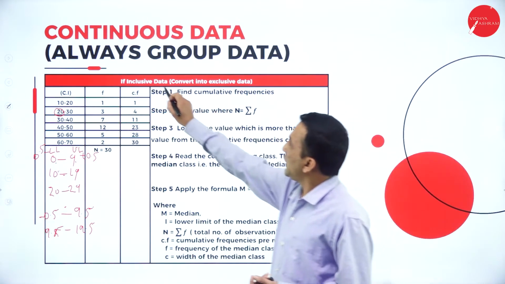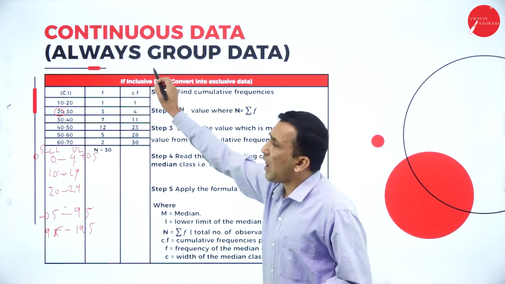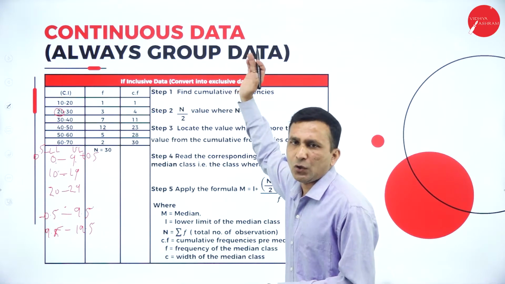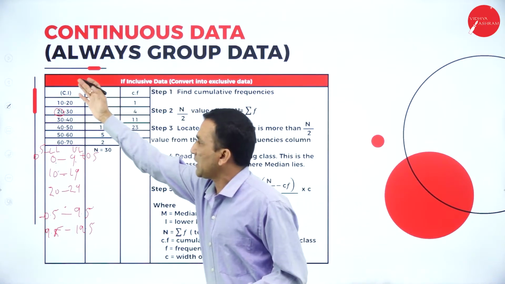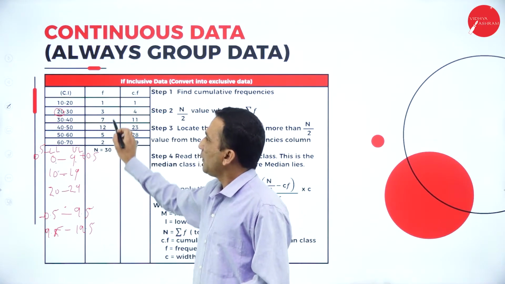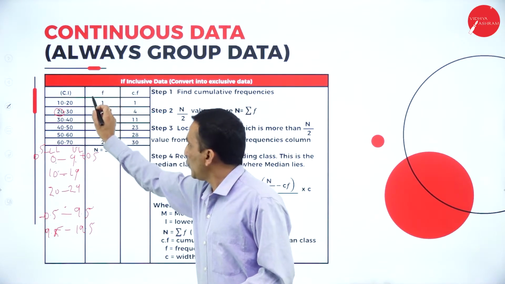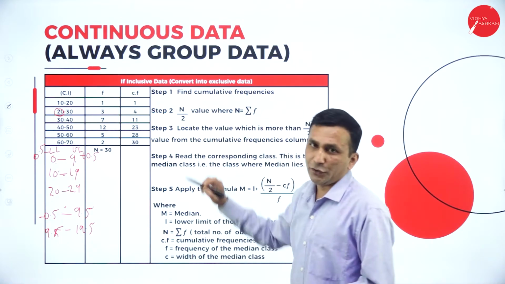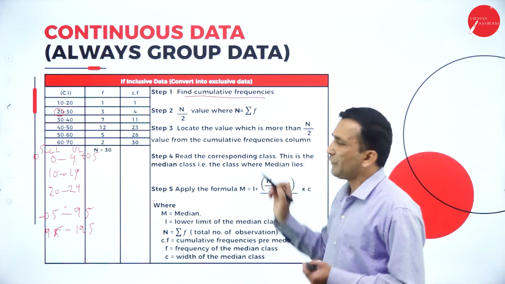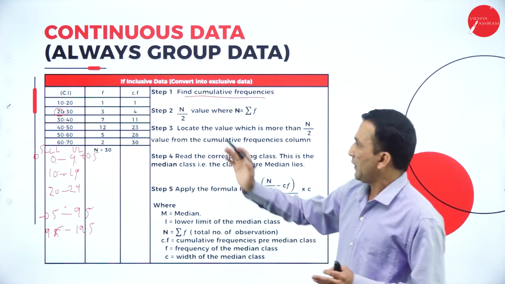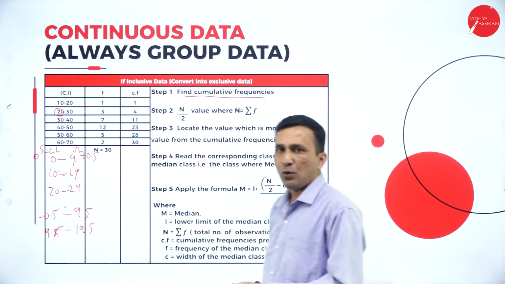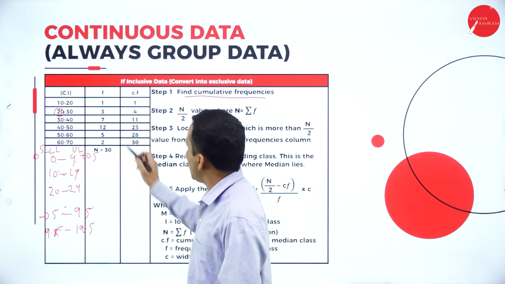Now, under continuous data, you always have to assume it will be frequency or grouped data, because whenever the class interval is given, obviously they will give a frequency. Now if you take the frequency, the first step you need to do in continuous data is to find the cumulative frequency. From the frequency, we need to calculate cumulative frequency. Once again, I am explaining how we get a cumulative frequency.